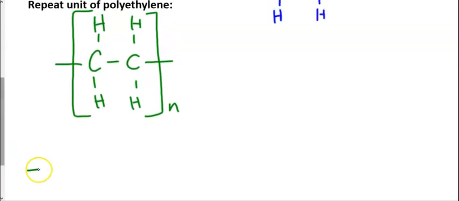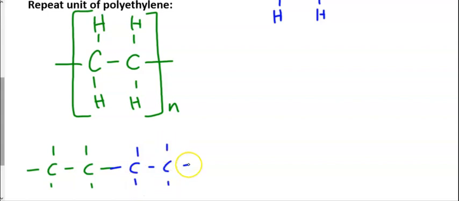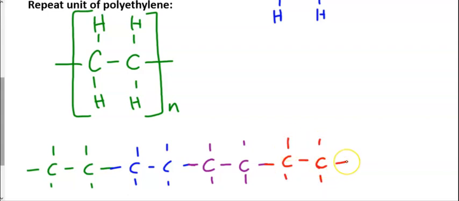So for example, you could have that carbon, carbon. Here's your H's. Then you could have another one on here, and another one on here, and another one on here. So you can see what gets repeated is this C to C part. It gets repeated over and over again. This one has, let's see, green, blue, purple, red, black. We've got 5 different repeat units. So that's polyethylene or polyethene.